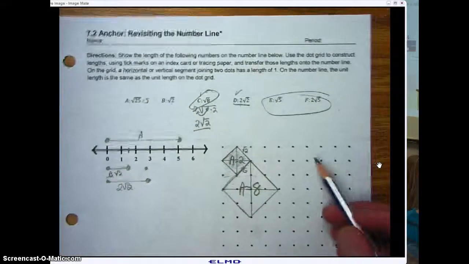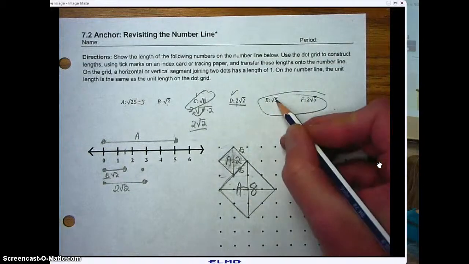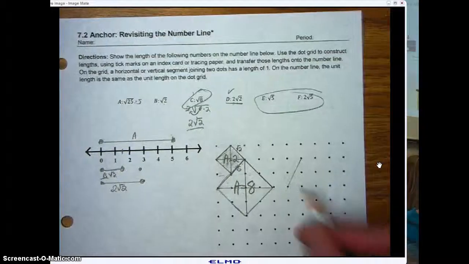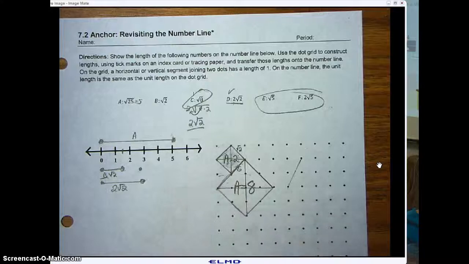But I would like you guys to draw a square that has an area of 5 units. And I'll give you a hint. It's going to have to be something like that. So press pause, get an area of 5 units, prove it, and then mark that out on the number line.